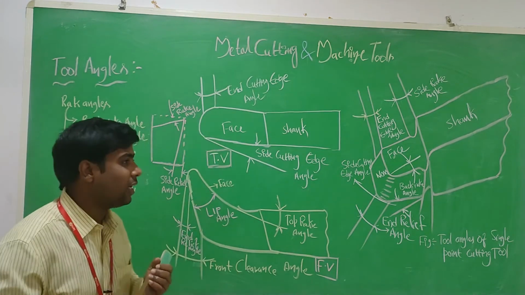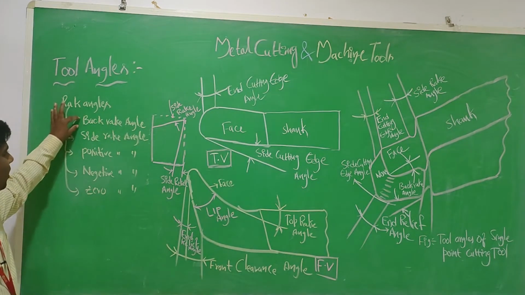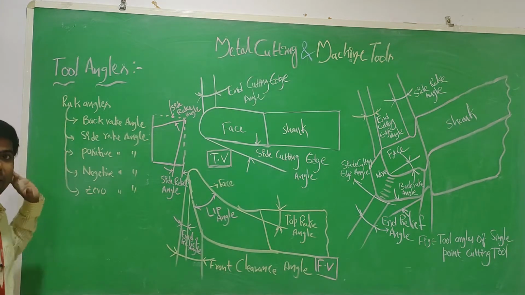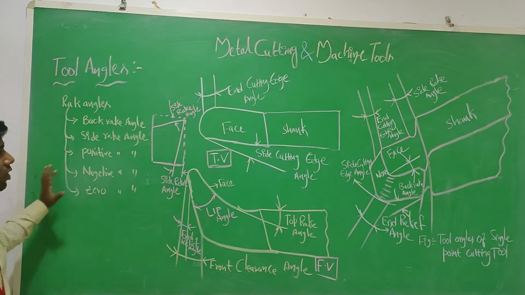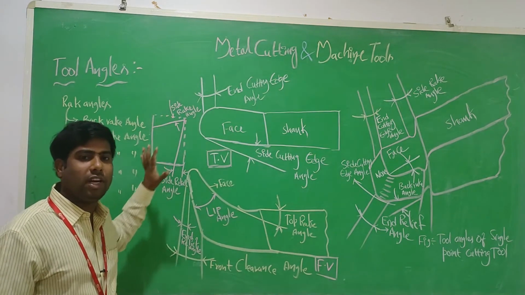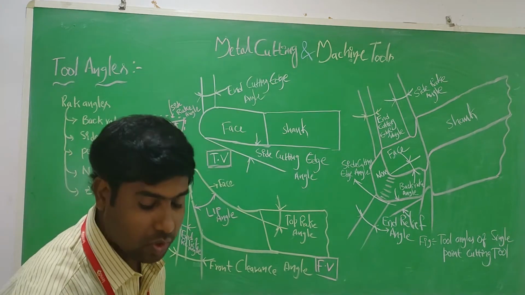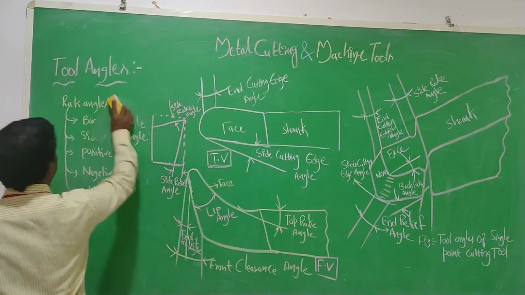So we have different types of rake angle: back rake angle, side rake angle, positive rake angle, negative rake angle, and zero rake angle. So these are the different rake angles. First, I would like to discuss the different rake angles. So coming to the back rake angle, we'll discuss what the back rake angle is.